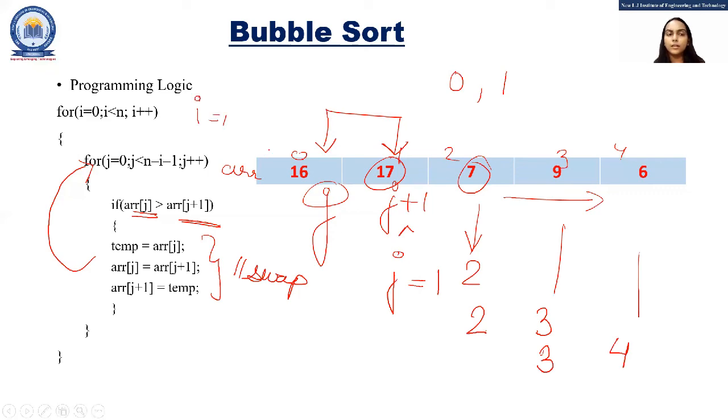So after the number of passes and each comparison gets over, we get a sorted array using these conditions, right? And then we can just print the array. So this is how we need to perform bubble sort. Thank you.